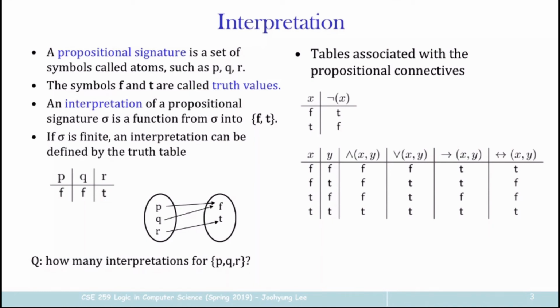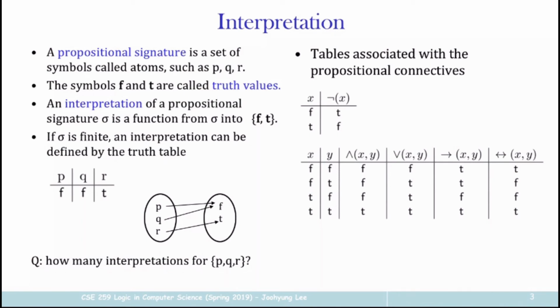So basically this is the same as what you already know. It's just a function. We just give the name interpretation to this special case of functions where the domain is a set of atoms and the range is truth values. But it's basically just a function. Okay? So there are 8 functions.